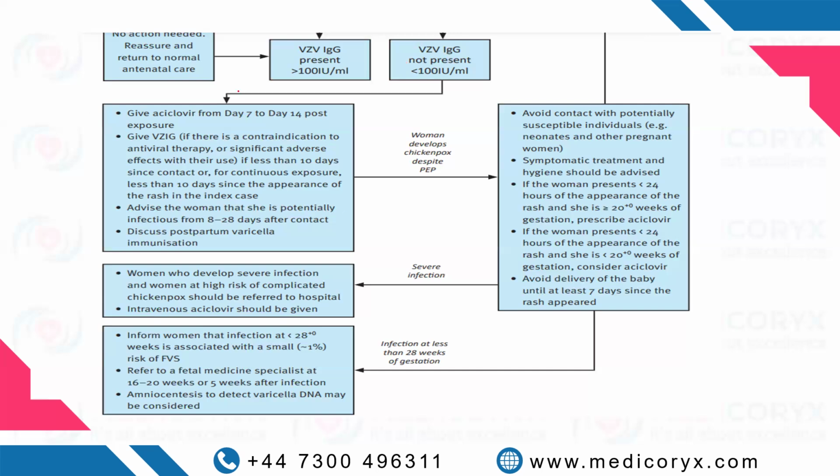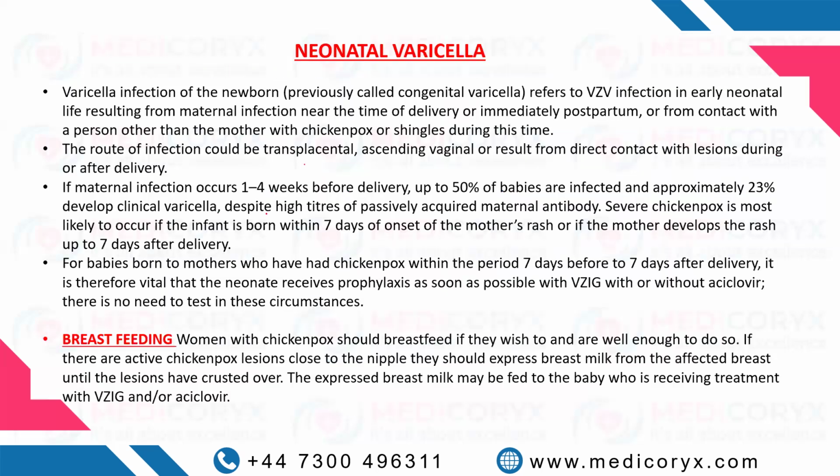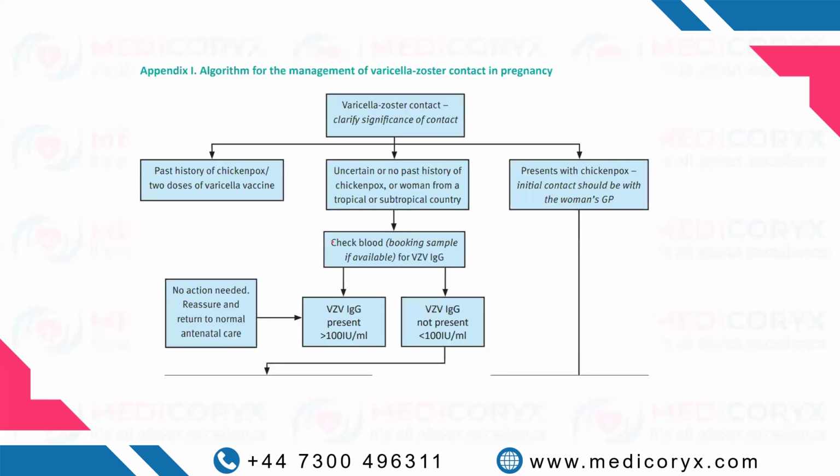So this is again the same thing. I think this is going to be clear again. First of all, clarify the significance of the contact and past history, three groups. Past history of chickenpox or having had the vaccination. Second group is who is uncertain or has no past history of chickenpox, or a woman from a tropical or subtropical country. And the third is the woman who is coming with chickenpox. Initial contact should be done with the woman's GP.